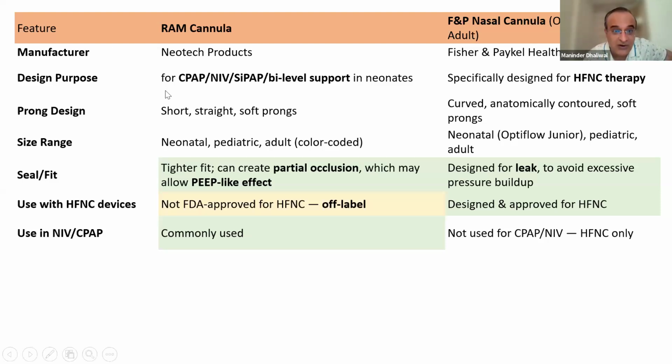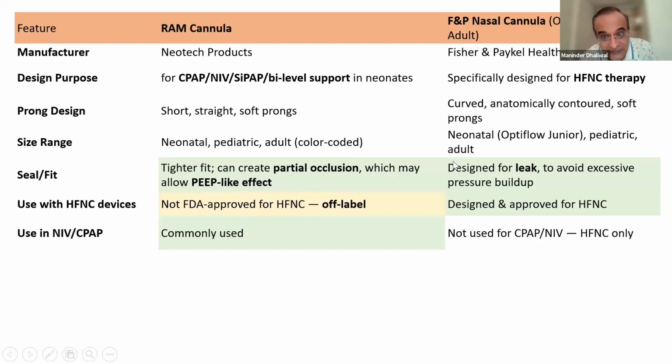So this RAM cannula is a tighter fit. It will create a partial occlusion, which will allow a PEEP effect. It is not to be used for HFNC, but people use it. It's okay. You can put a small cannula, it works for HFNC. The size would be small.